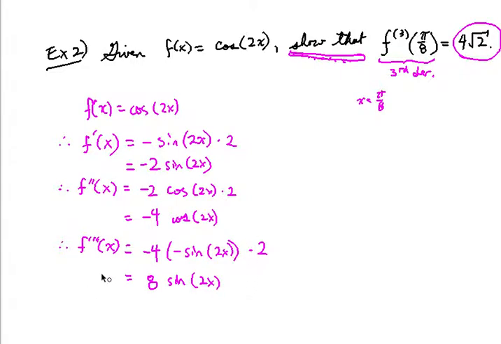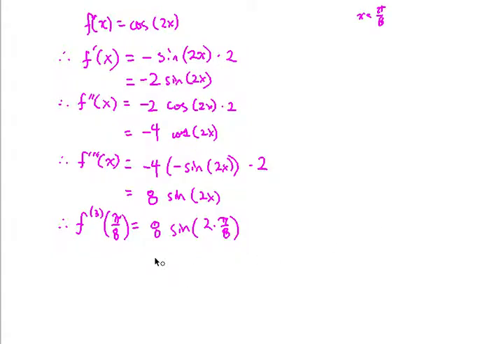Now I need to find what this will be when I plug in pi over 8. So I'm going to change my notation here. The third derivative of f when x is pi over 8 is 8 times the sine of 2 times pi over 8. Okay, and what is that? Well, this becomes 8. This is just 8. That becomes sine of pi over 4. What's the sine of pi over 4?